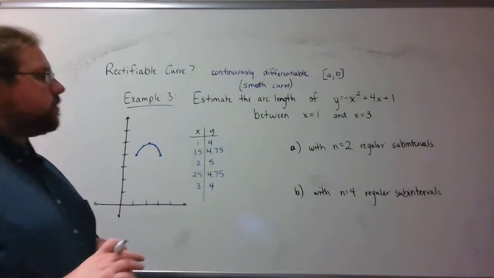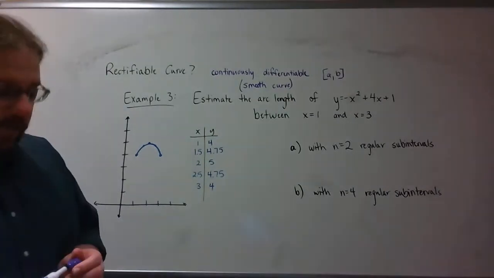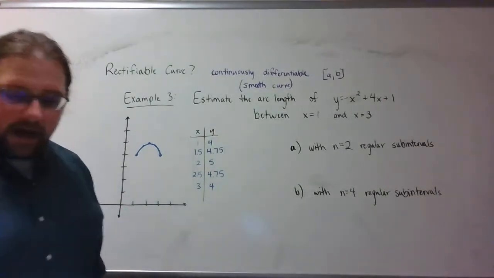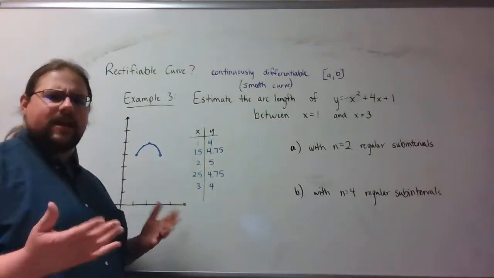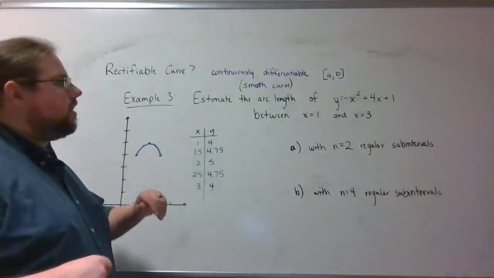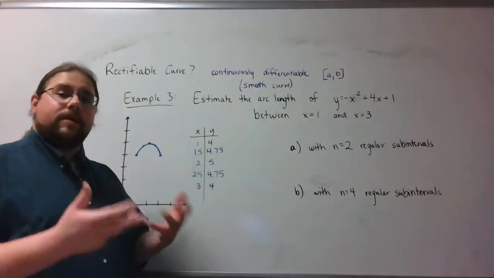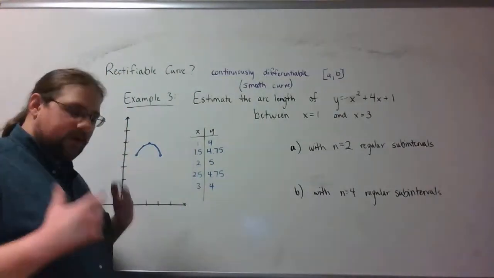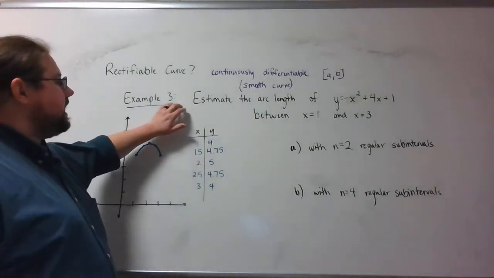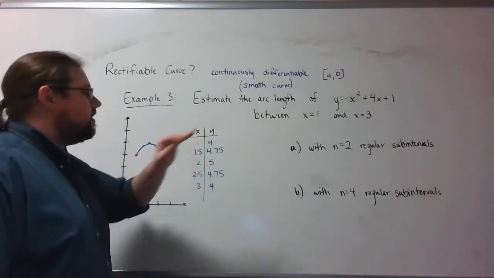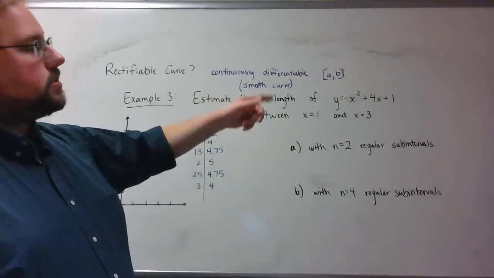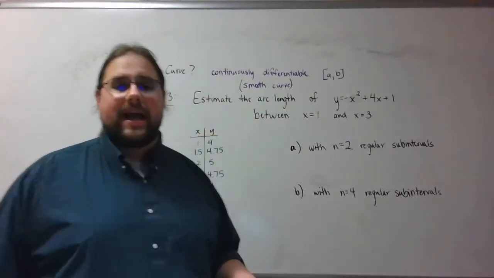So again, let me repeat. We're talking about a continuously differentiable curve on an interval. So no jagged pointy spots, nothing like the absolute value where it bounces off. It just needs to be a nice, pretty smooth curve. I'm going to use this rectifiable curve idea in example 3 to estimate the arc length of y equals negative x squared plus 4x plus 1 between x values of 1 and 3.